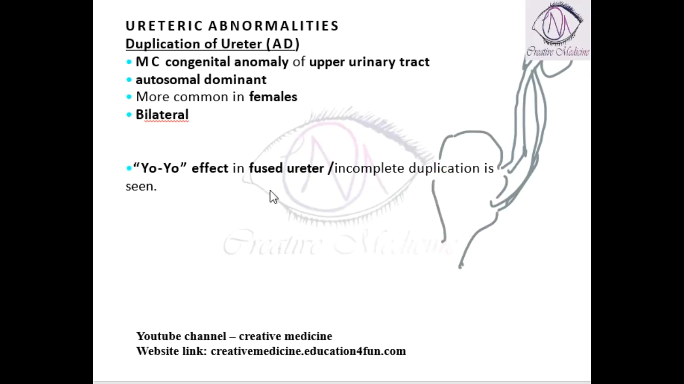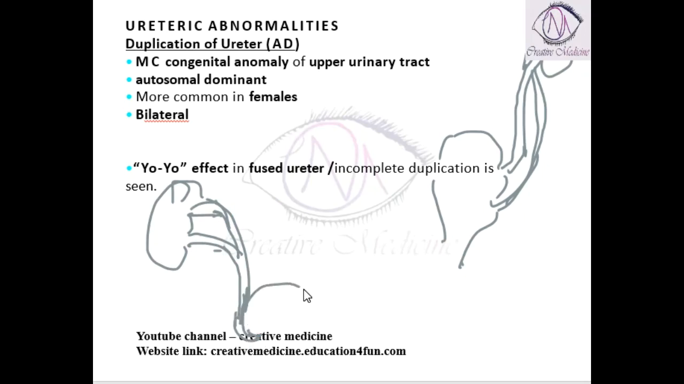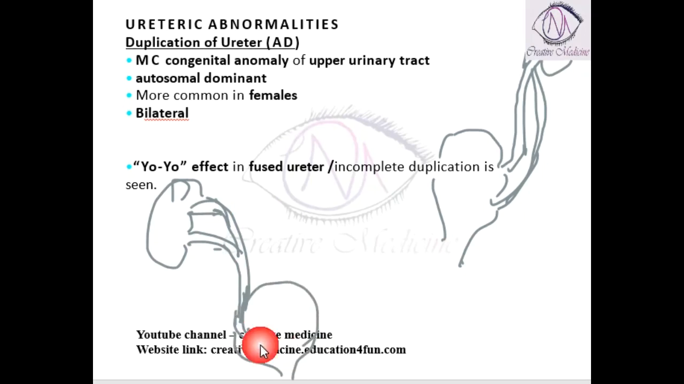But in case of yo-yo ureter, the upper and lower parts of the kidneys are drained by two ureters, but in the beginning they are two, and then they combine together and form one ureter, and both of these drain into the urinary bladder with one ureteric orifice. So this is the yo-yo effect or fused ureter, also called incomplete duplication of the ureter.